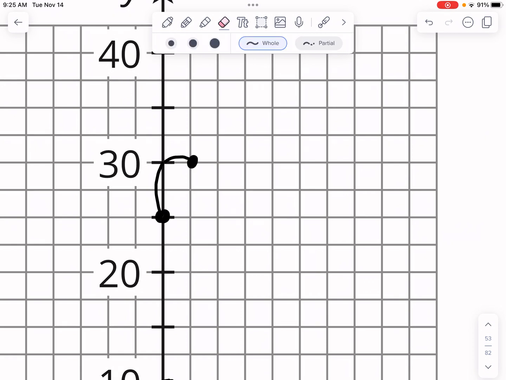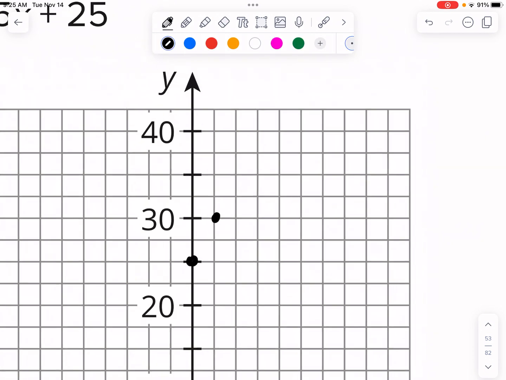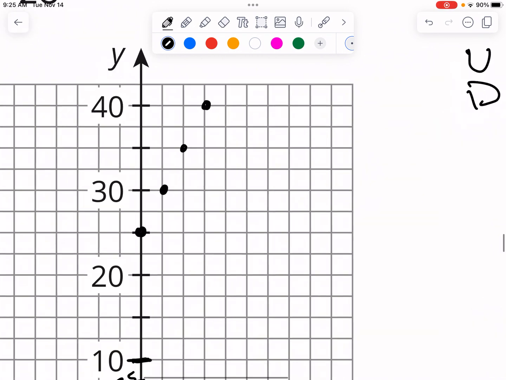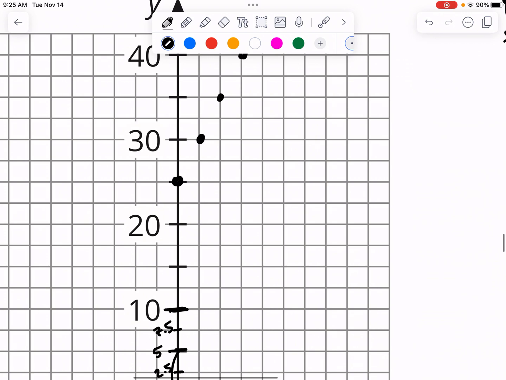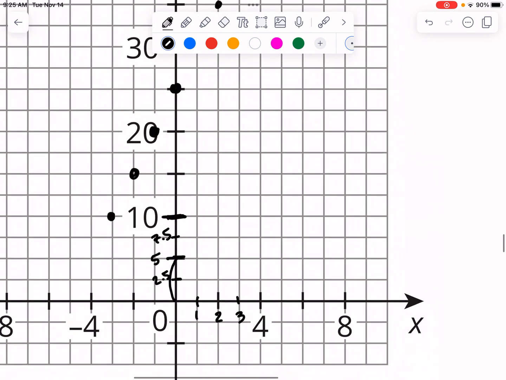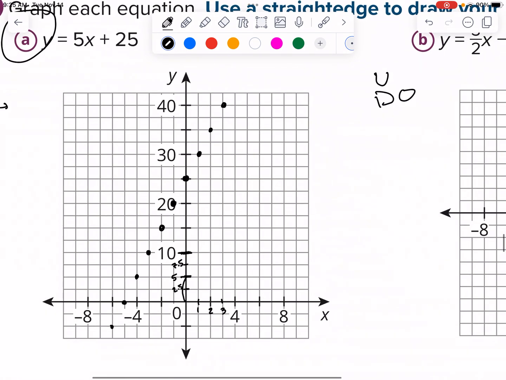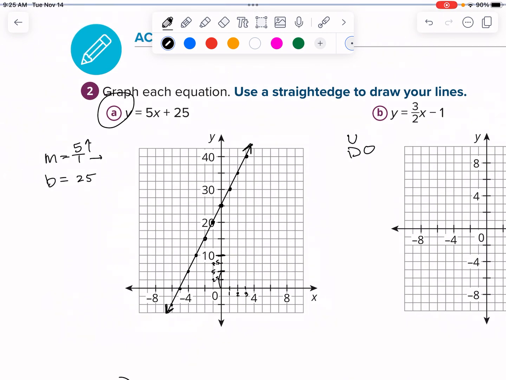You don't need these arcs, but I'm just doing that to demonstrate here. Let's continue the pattern. Up 5, right 1. Up 5, right 1. Let's also go in the opposite direction. Down 5, left 1. Down 5, left 1. I just like continuing this pattern because we can use a straight edge, but these dots are exactly on the line. Let's connect. We're going to put arrowheads on each end of the line.